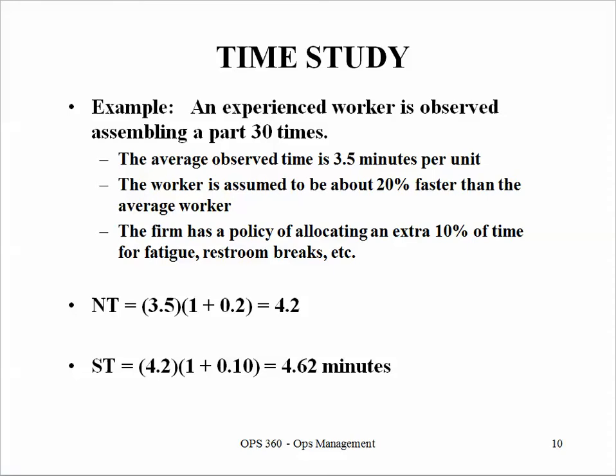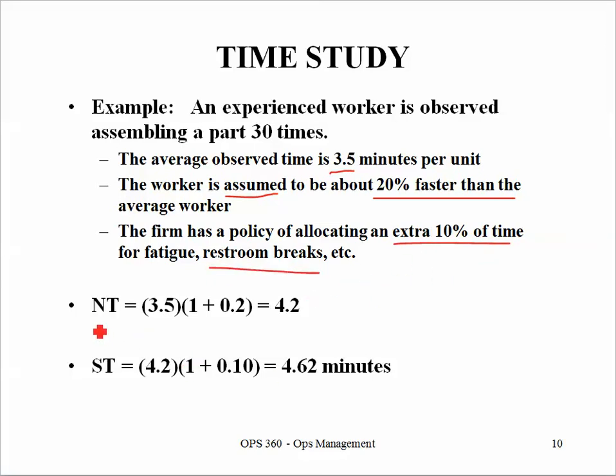So here's a little example just so we understand how the math works. Suppose that an experienced worker is observed assembling a part 30 times. The average observed time is 3.5 minutes per unit. The worker is assumed to be about 20% faster than the average worker, and again I said assumed here, but this could be based upon past experience with the worker doing other types of jobs. And the firm has a policy of allocating an extra 10% of time for fatigue, restroom breaks, and so forth. Again, this can be based upon the nature of the work that's being done.